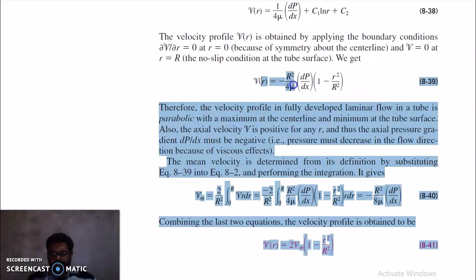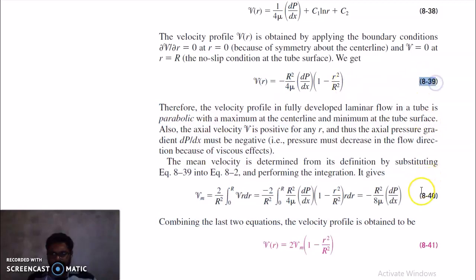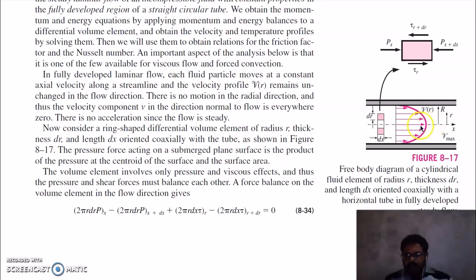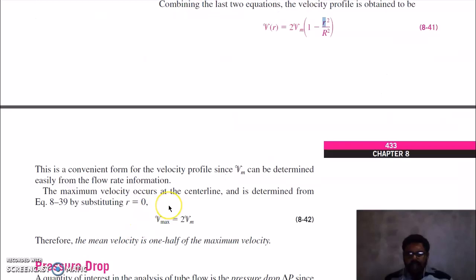If you compare equation 839 and equation 840, you will get a relation between Vr and mean velocity: velocity in the radial direction is equal to twice the mean velocity into 1 minus r square by R square. In this equation, put r is equal to 0, which means at the center of the tube. Also we know at the center of the tube, the velocity is maximum. So Vmax, when you put r equal to 0, is equal to 2Vm. So the maximum velocity is equal to twice the mean velocity of the tube.